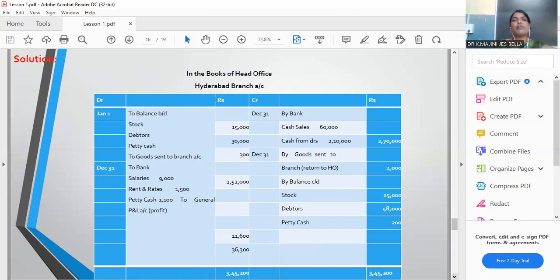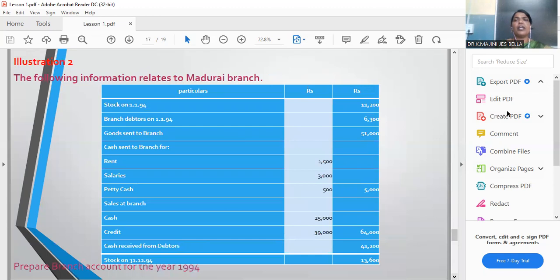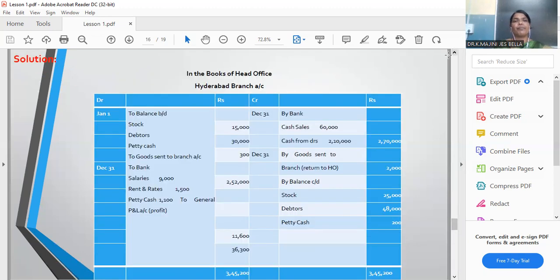I have given the solution. Listen carefully. In the books of head office, Hyderabad branch account. You should write the date column, particulars column, amount column. On the credit side also you should write the date column, particulars column, then amount column. Then in the date column, January 1st. Why? Because we are going to write the opening balances of 1990, to balance b/d.